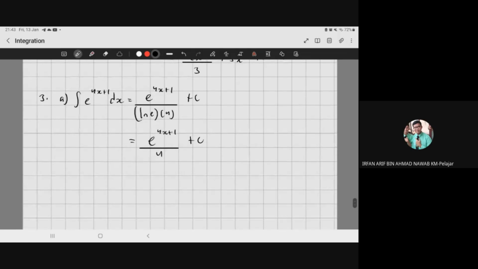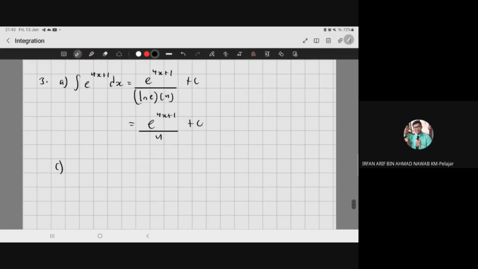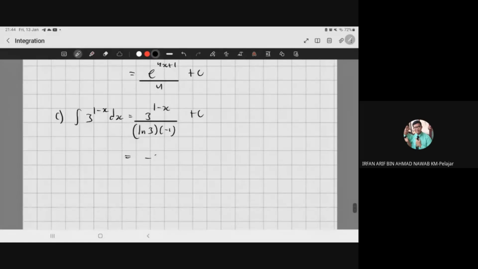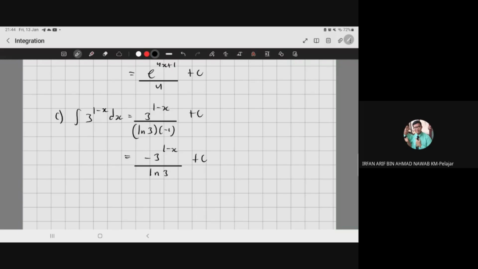Okay, how about another one? I'll go for C. Question C, they give us a base 3. 3 to the power of 1 minus x dx. Now, as usual, 3 to the power of 1 minus x over ln 3 times minus 1 plus c, and then you obviously simplify this. Minus 3 to the power of 1 minus x over ln 3. Okay, straightforward as usual. Nothing much to worry about. Okay, let's try this one.